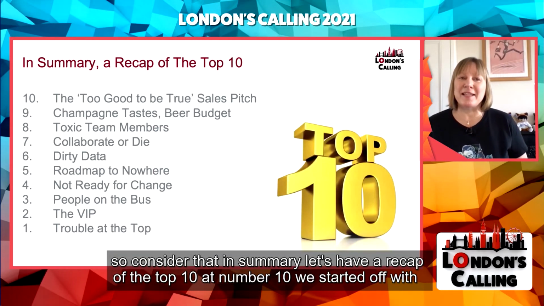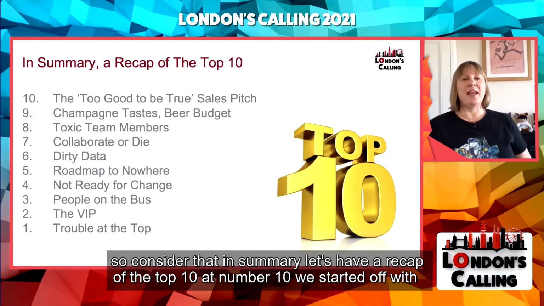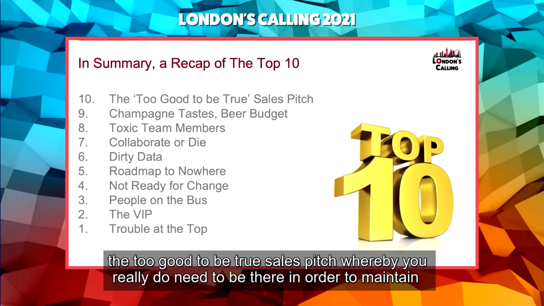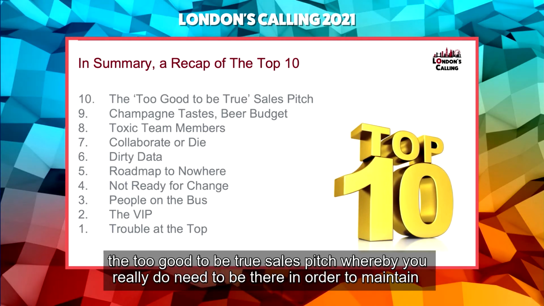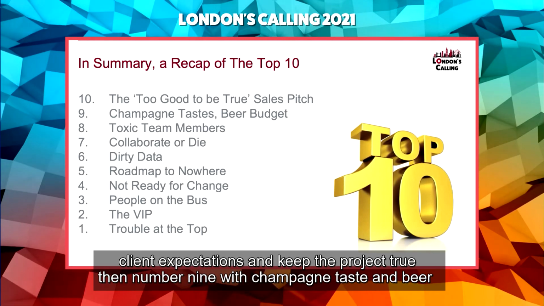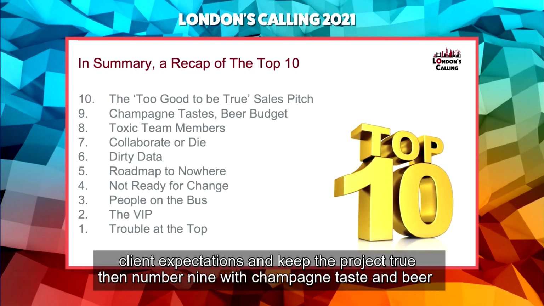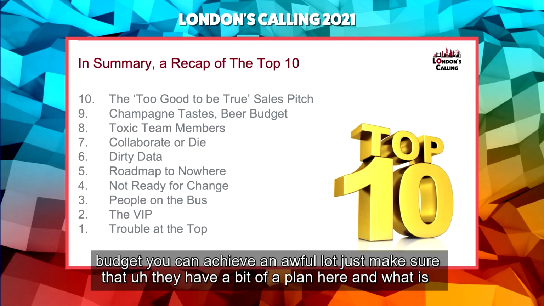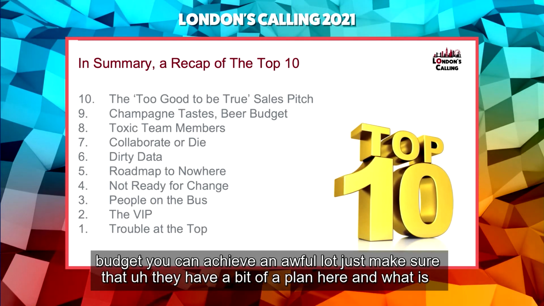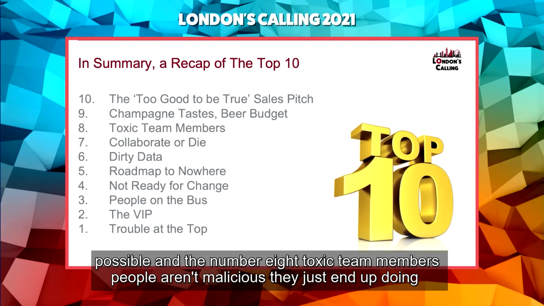In summary, let's have a recap of the top 10. At number 10, we started off with the too good to be true sales pitch, whereby you really do need to be there in order to maintain client expectations and keep the project true. And then number 9 was champagne tastes and beer budget. You can achieve an awful lot. Just make sure that they have a bit of a plan here and what is possible.